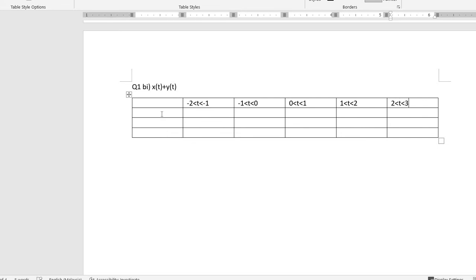Okay, for the xt, we will have a look for the xt. So xt based on the ABCD. Okay, what is the answer, class? Can you tell me?